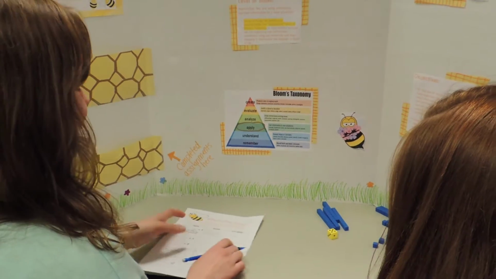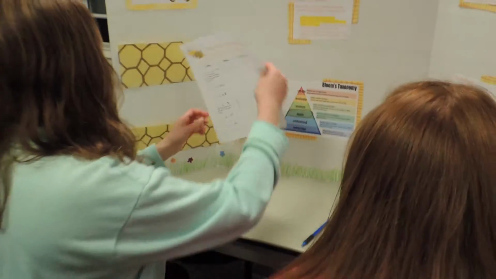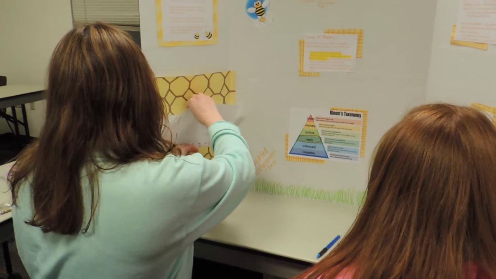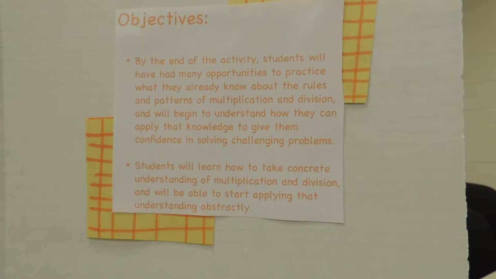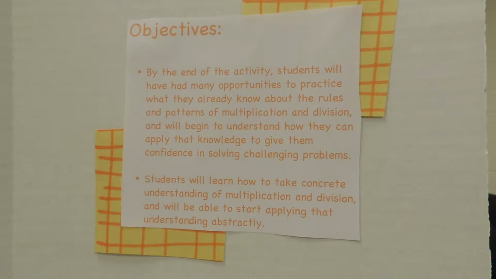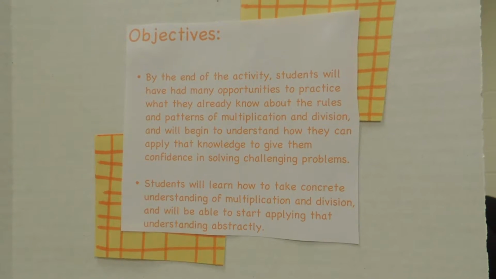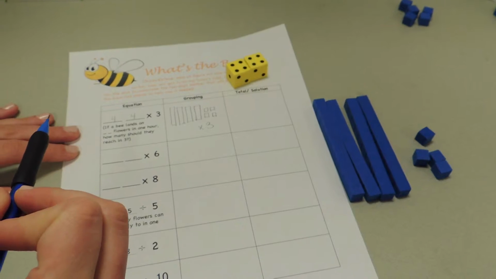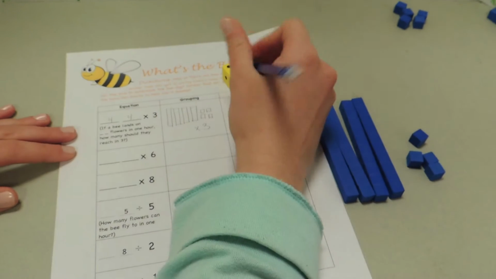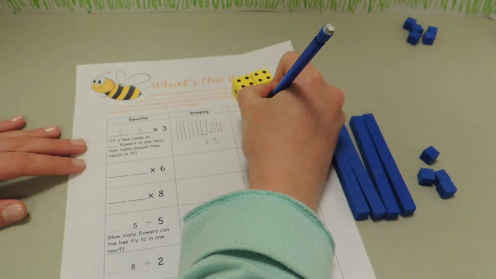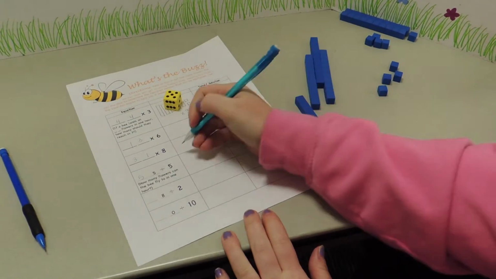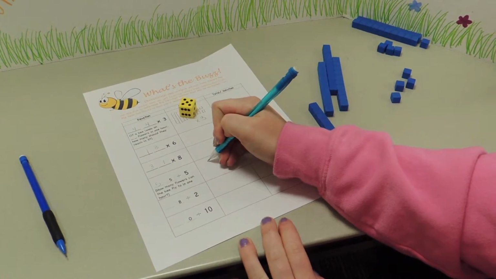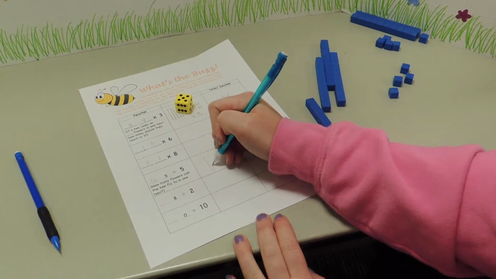Once students have finished their assignment, they put their completed work in the second Busy Bee pocket. When students have completed their work at the What's the Buzz Learning Center, they will have had ample practice using knowledge of the patterns and rules of multiplication and division that they already knew, and using that to give them confidence in solving challenging problems. Students will also have taken a concrete understanding of multiplication and division, and will start applying that understanding abstractly.